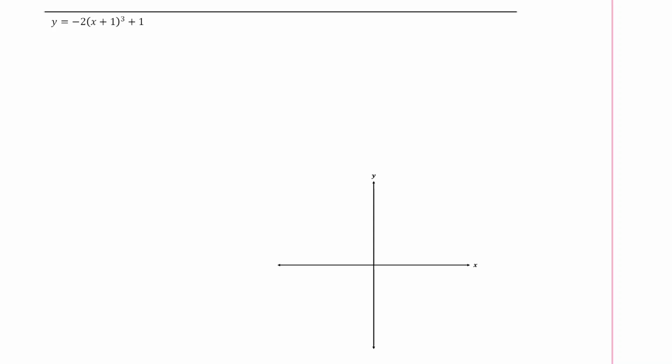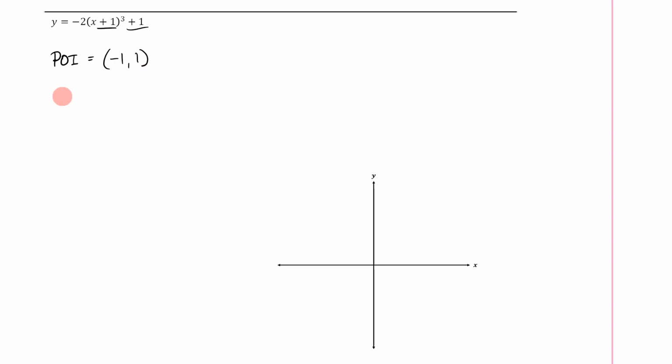Welcome. So we're going to continue to draw some cubics here. So we're looking at this right here. Let's first label what our point of inflection is going to be. So I can see this right here. This is telling me that I'm going 1 to the left. This is telling me I'm going 1 up. So that means my point of inflection is -1, 1.